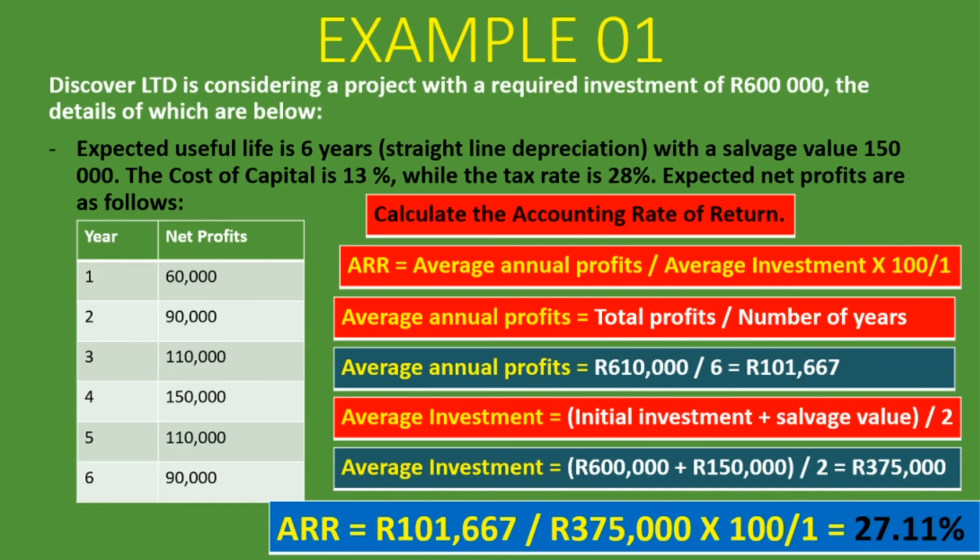So let me ask you, if the company said that we want a minimum accounting rate of return of 30%, and then you calculate and you find that it's 27.11% for this project, are you going to accept the project based on the accounting rate of return? No, you won't, because it's less than the minimum required by the company. But if it's 20%, for instance, or 25%, yes, we will accept the project because the accounting rate of return is higher than the minimum required by the company. And that is what we use the accounting rate of return for.